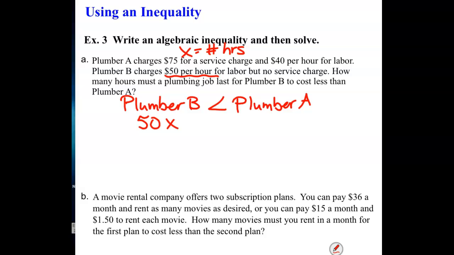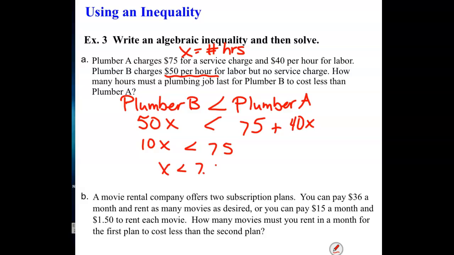Is the 75 based on how long they are there? So it's just a plain 75, right? Plus 40X. Great. Can we solve that inequality? Okay. So first step, subtract the 40, which gets me 10X. And then if I divide out the 10, I end up with 7.5.